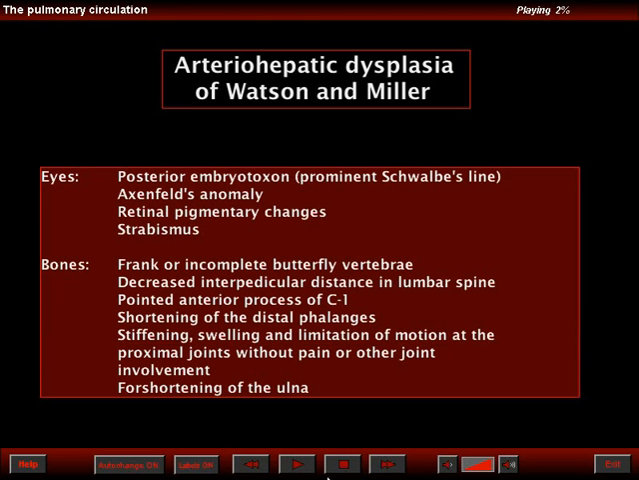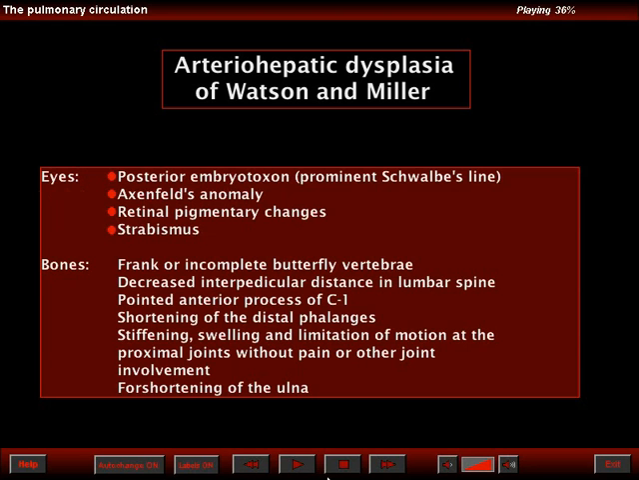Other anomalies described in the arteriohepatic dysplasia of Watson and Miller are in the eyes. There is a pathognomonic sign that has been called the posterior embryotoxin, which is the prominent Schwalbe's line. The iris shows also abnormalities as well as the retina, and the patient may have strabismus.